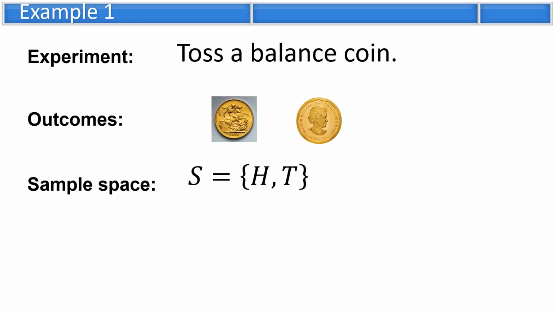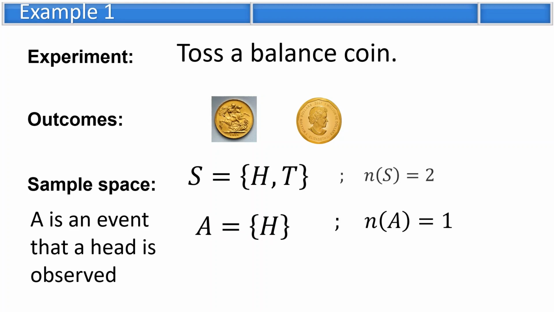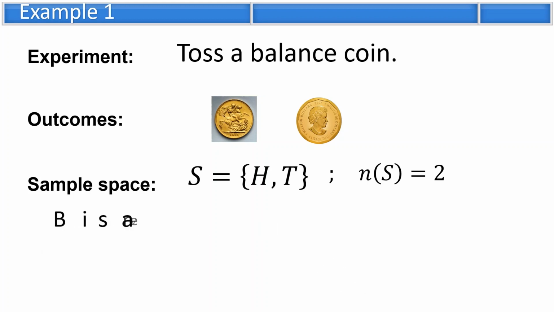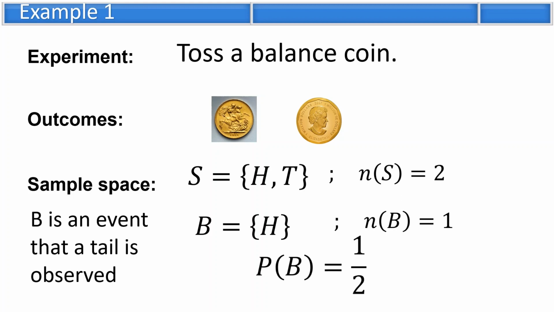Example 1. Toss a balanced coin. A is an event that a head is observed. N of A is 1. N of S is 2. The probability that a head is observed, P of A, is 1 over 2. B is an event that a tail is observed. N of B is 1. N of S is 2. The probability that a tail is observed, P of B, is 1 over 2.